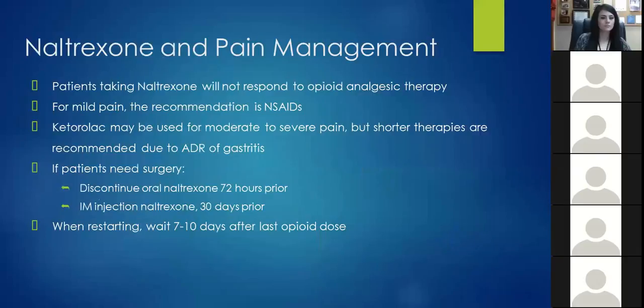So then in naltrexone, like I talked about earlier, this is an antagonist, so you want to avoid opioids because of the negative effects that naltrexone is going to have on the receptor. For mild pain, they recommend NSAIDs, so ketorolac or ibuprofen, medications like that. And then if they have surgery, they recommend discontinuing the oral version of naltrexone for 72 hours. And if they're getting a long-acting, likely they would want to schedule the surgery 30 days out from their last injection. And then if they're going to restart, they want to wait 7 to 10 days after their last dose of opioid treatment.